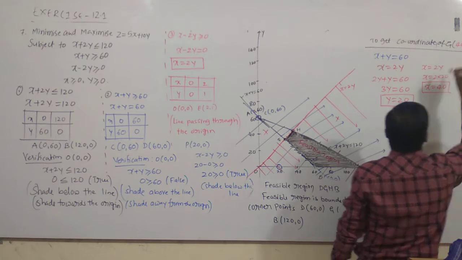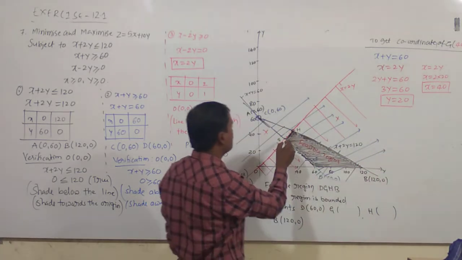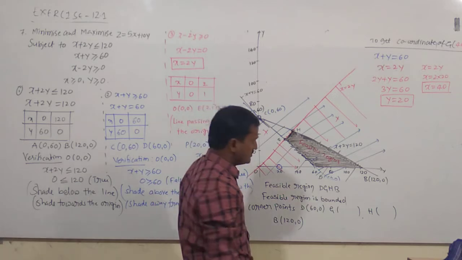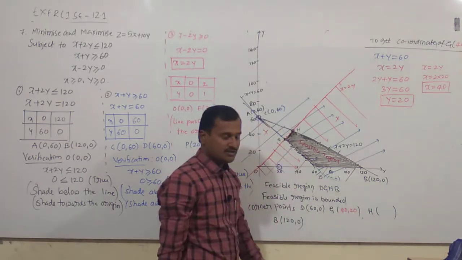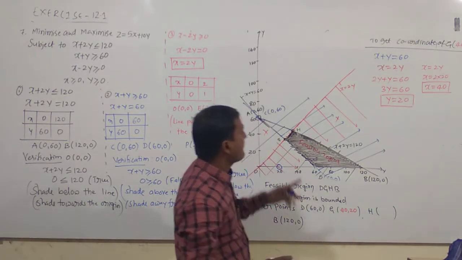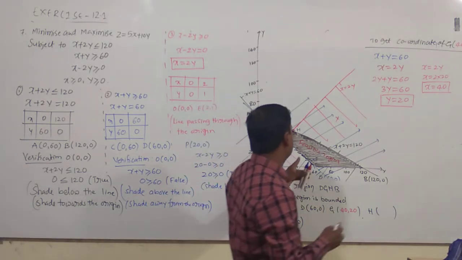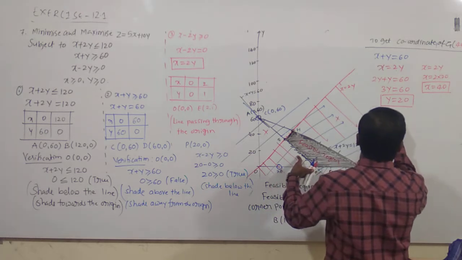40, 20. The first one is done. Now the coordinate 40, 21. So here write 40, 20. Okay, right. Next we have to find the coordinate of the next point.